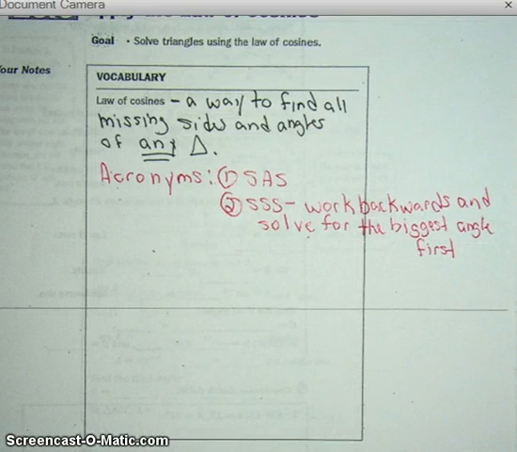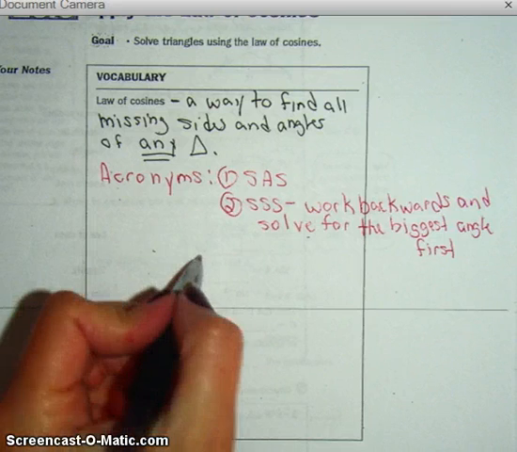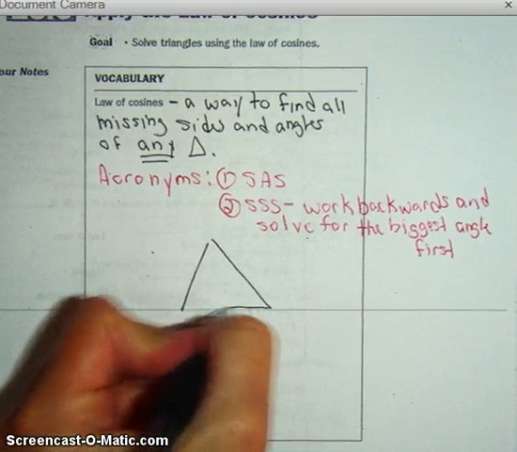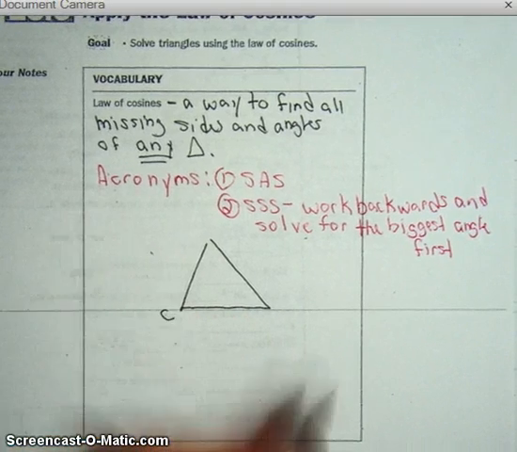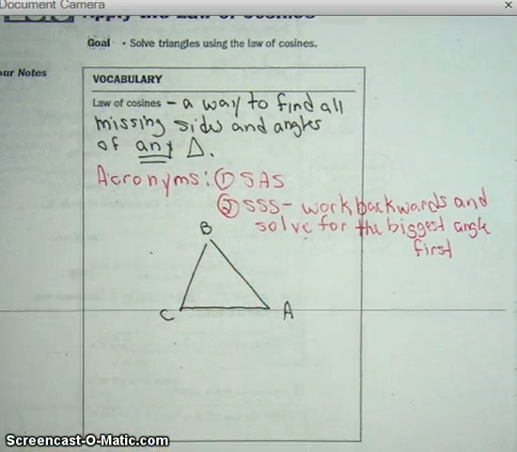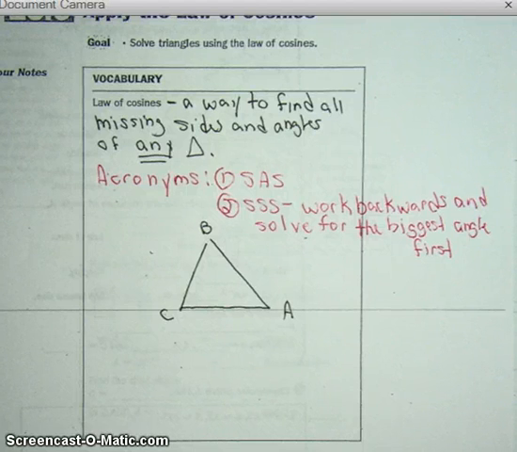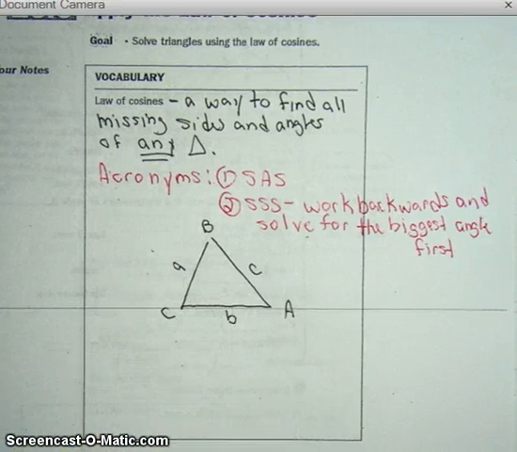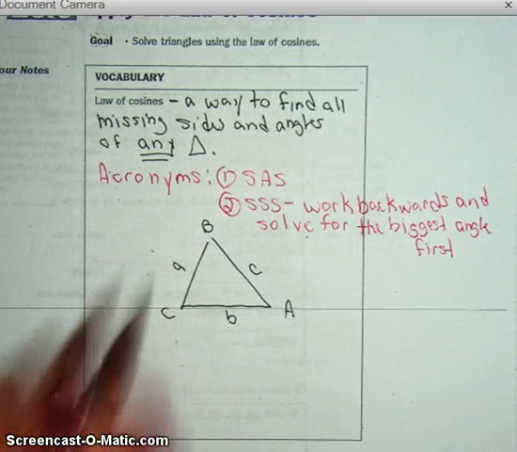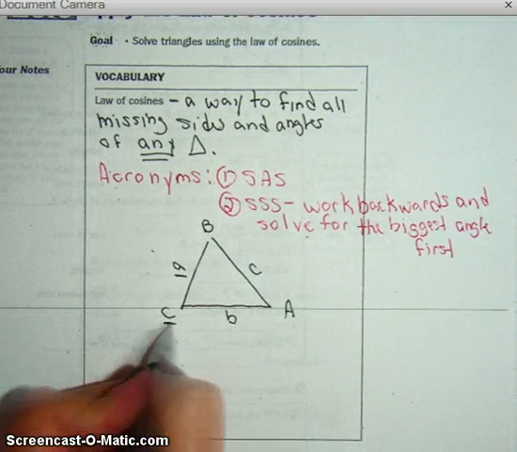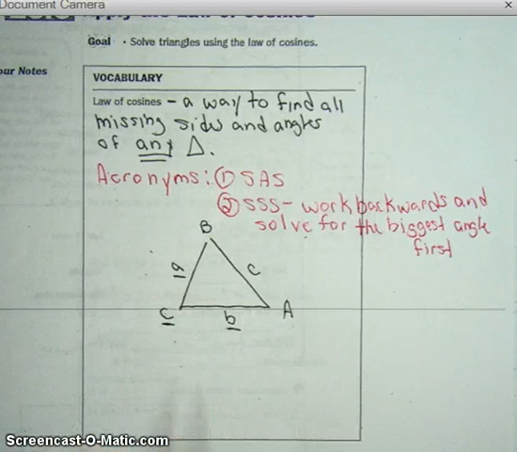Okay, so let's talk about what this looks like. Start with triangle ABC. Put angle C here, angle A here, angle B here. Then little c, little a, little b. Here's the situation. For example, if you're given little a, you're given angle C, and you're given little b.